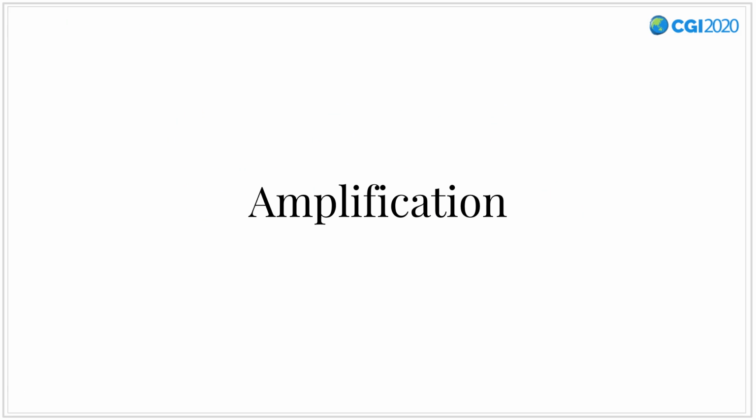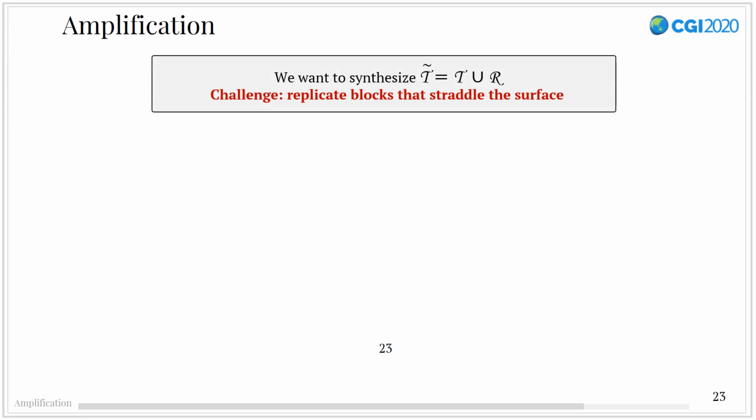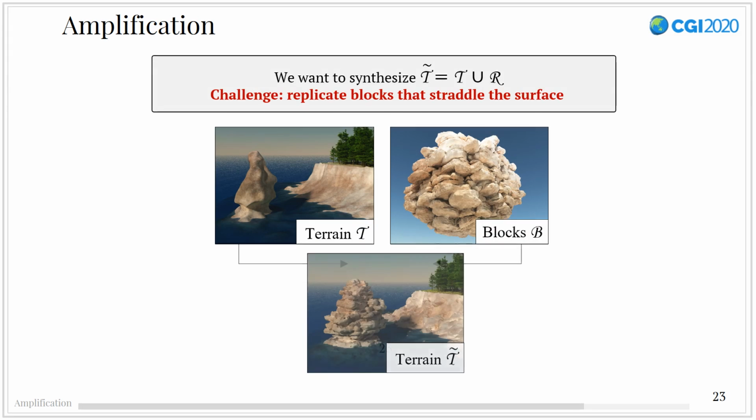So far, we have created detailed tiles of different types of blocks: tabular blocks, equidimensional blocks, etc. Now the goal is to amplify a smooth input terrain with these detailed blocks. We aim at generating a modified terrain T tilde as the union between the base terrain T and the replication R of some blocks Bi. We want our blocks to be replicated over the surface of the initial terrain and also on steep cliff faces.